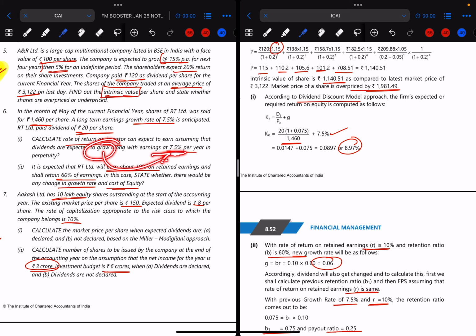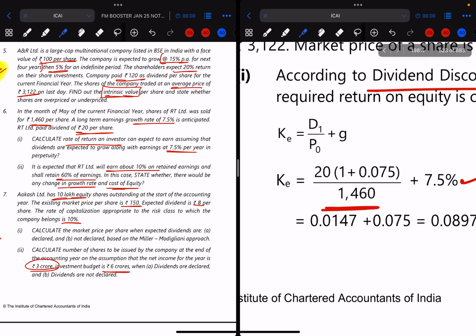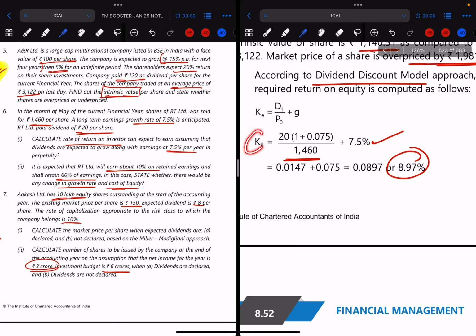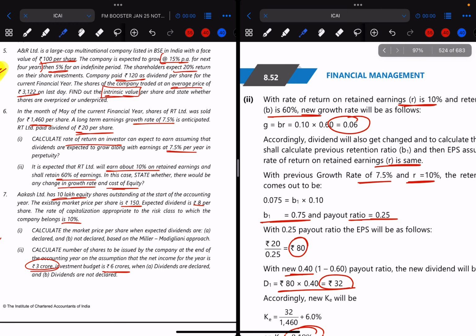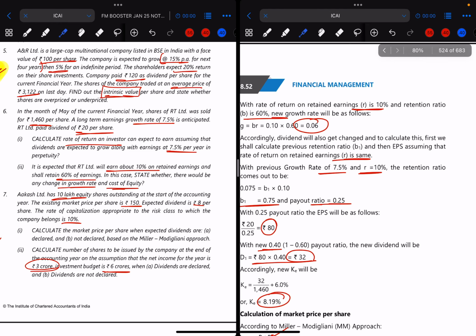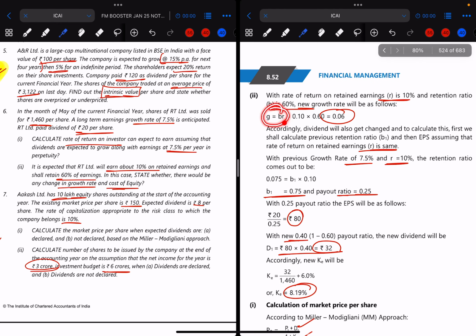So do you know the dividend here? Yes, dividend is 20 per share, and price yesterday it is this one. So just put this in this formula, dividend, price of yesterday, and growth rate also you have now. You'll find out KE.